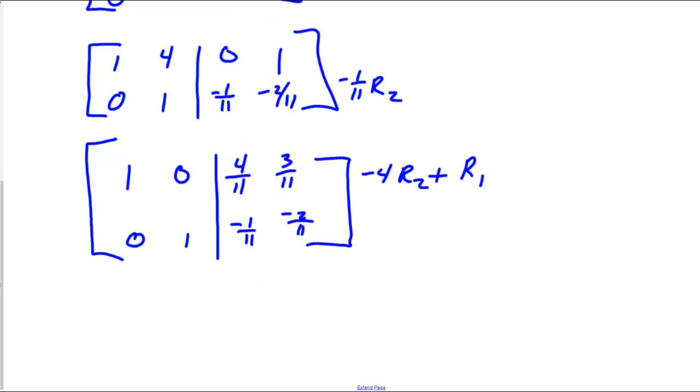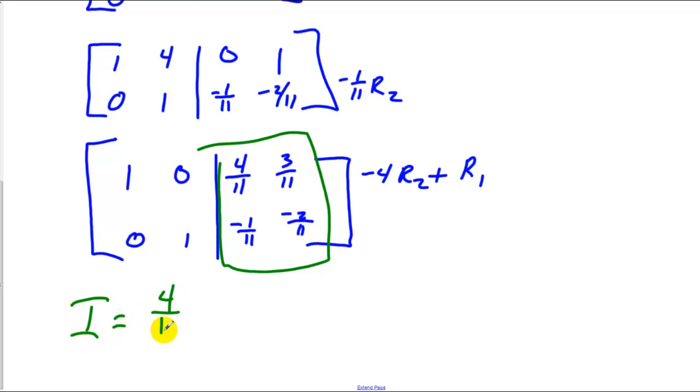So what now I have on the right, this is my inverse matrix. I'll take and say my inverse is equal to 4/11, negative 1/11, 3/11, and negative 2/11. Now, we can check this by either multiplying my initial matrix by this and getting the identity, or by taking and using a calculator to check it out. So let's go ahead and do that.